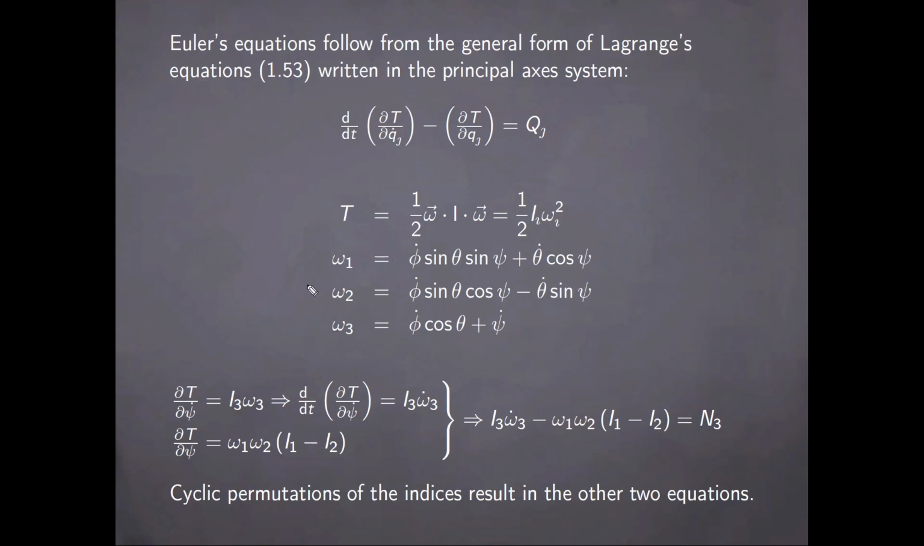axes, but it is important to remember that the only angle that corresponds to motion specifically in this coordinate set is the angle psi. So if we write the equations of motion explicitly for this angle, and so we calculate the derivatives as shown on these two lines, we immediately obtain the third of Euler's equations on the previous page. And to obtain the other two, we simply undergo cyclic permutation of the indices.